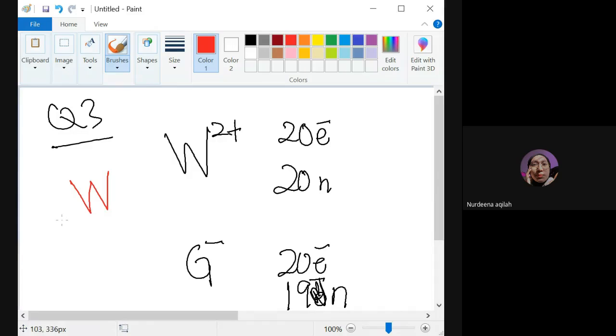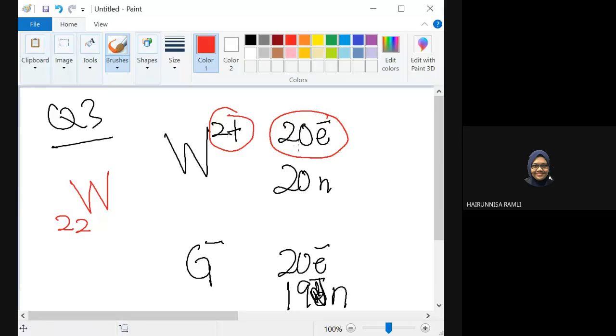Proton dia? 22. Sebab apa dia 22? Sebab this is because it's positive. But dia bagi electron 20 kan? So you have to tambah 2 lah, so 22. So what is the symbol here? 42. Apa tadi nama dia? Mass number. So ni kekal lah eh, 2 positive.